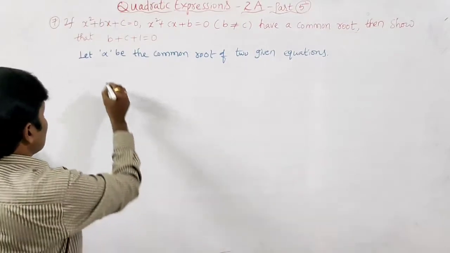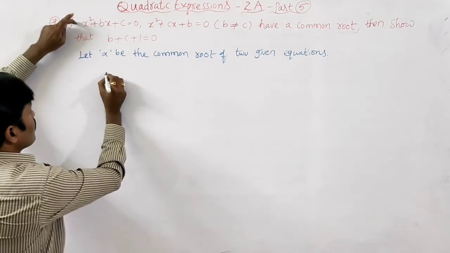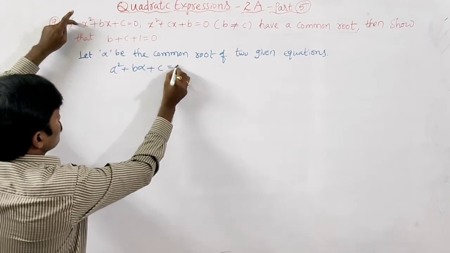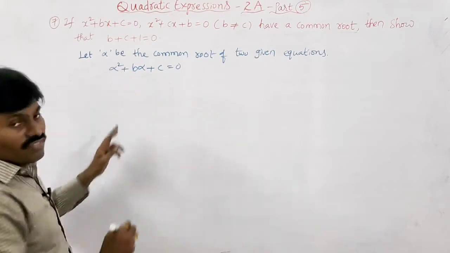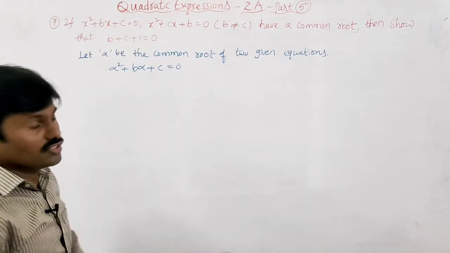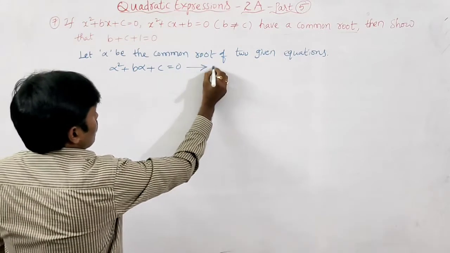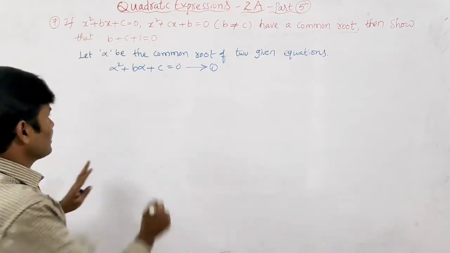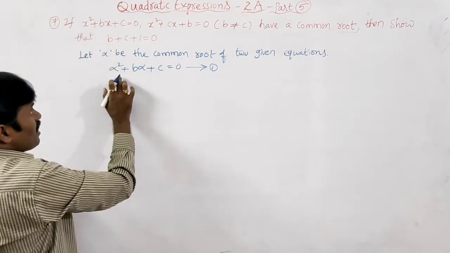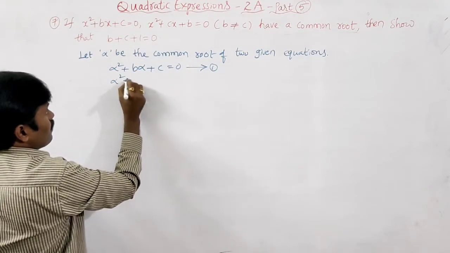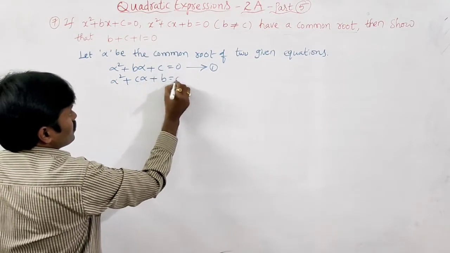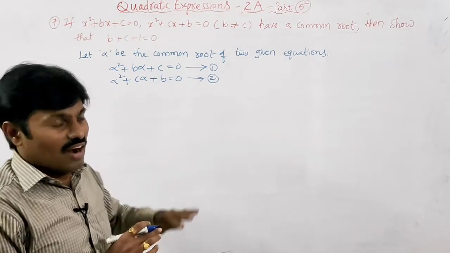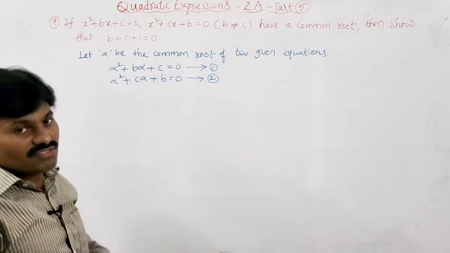Then we can write equation 1 as alpha square plus b alpha plus c is equal to 0. Am I correct or not? It is equation 1. Since alpha is the root, it should satisfy the given two equations, so as per that condition, I am replacing x by alpha. Even in the second equation, alpha square plus c alpha plus b is equal to 0. It is equation 2. Now if we solve 1 and 2, we get the alpha value. After getting the alpha value, substitute in any one of the equations, we get the result.